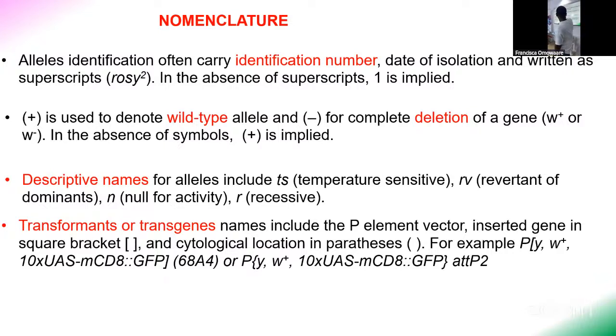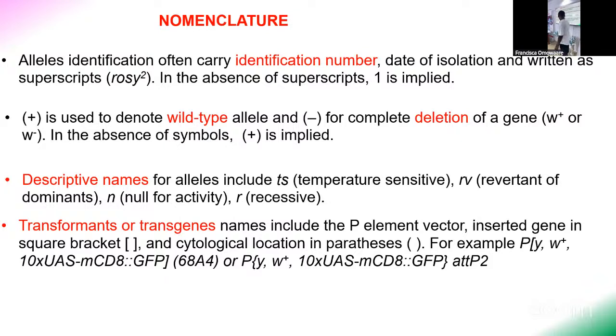Transformant names include the P element vector, so the vector that you've used, and the inserted genes, in square brackets, okay? And the location of that insertion in parentheses. So, for example, here the full genotype of the short form is actually UAS-GFP. So in the lab, I'll say, oh, UAS-GFP on the third, for example. Is that okay? Because of that location. So 68, I think chromosome 3 starts from 60 to 80. I showed you in the previous slide, I actually can't remember. But definitely 68 is chromosome 3.